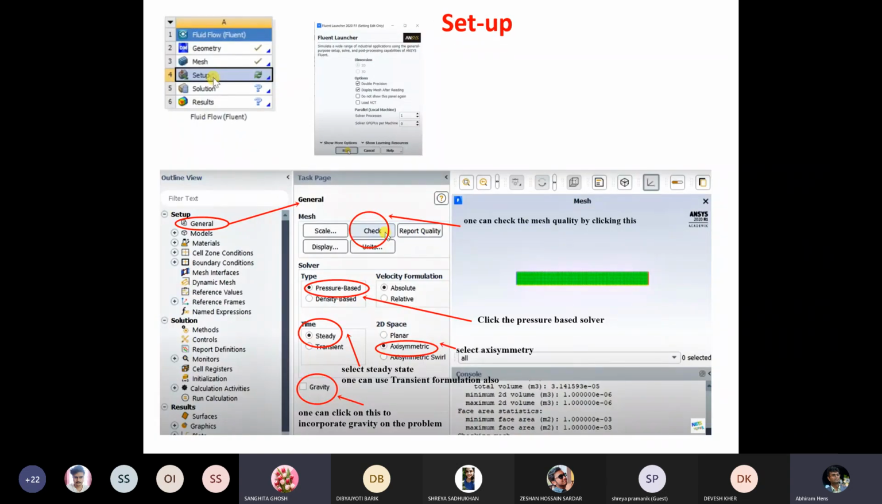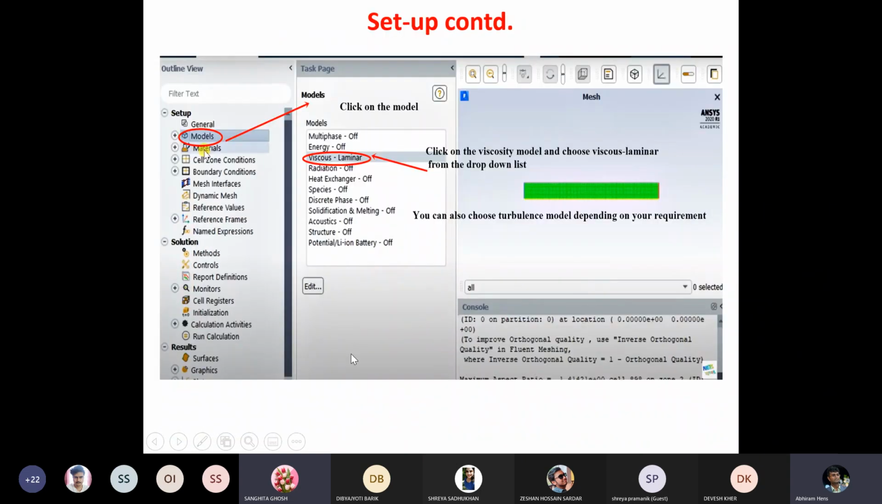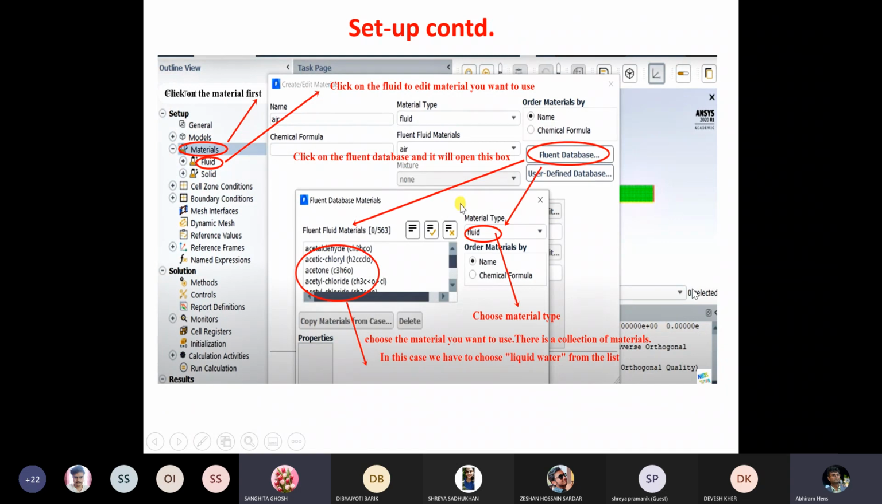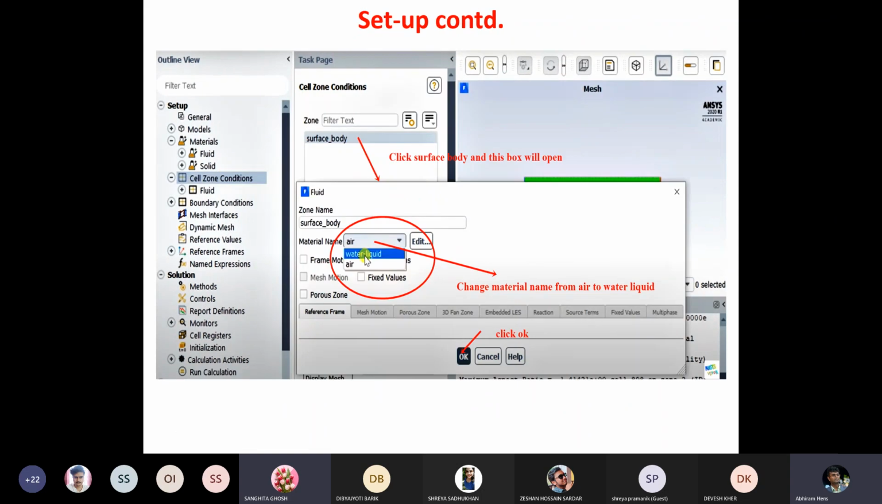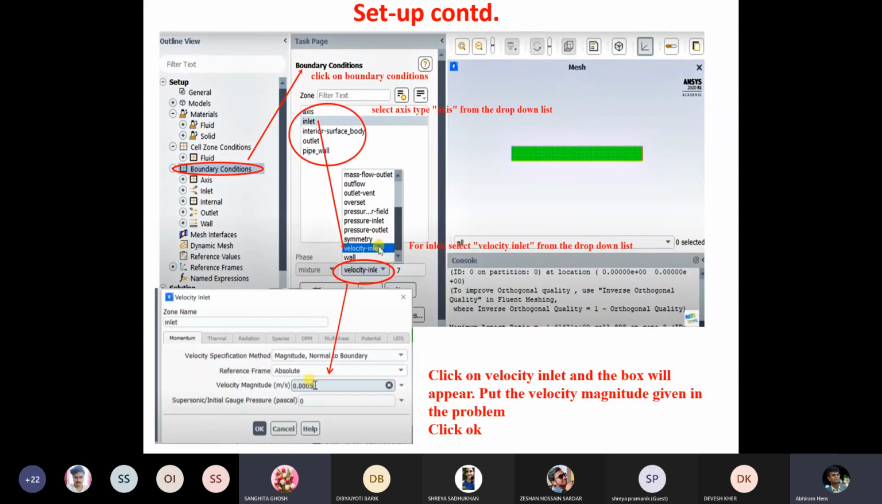Here you see it is asking whether the solver is pressure based, axisymmetric or not, steady state or transient, and whether gravity should be included or not. So all the options are given here. Then you set up the model; we are selecting viscous laminar, and then you declare the materials and material properties. So water, liquid, that is what you define, and then we specify the boundary conditions.